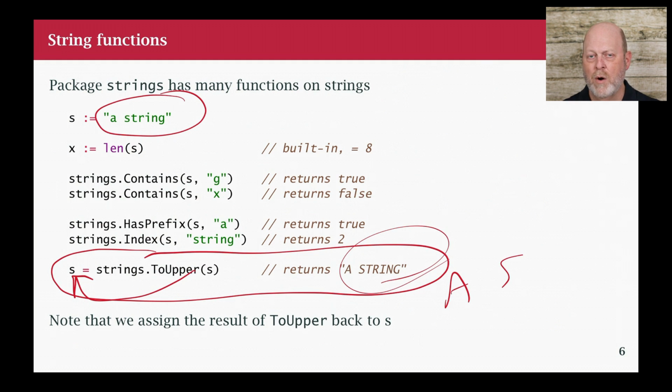Now, Go is a garbage collected language. If nobody else is using the old string, it will eventually get reclaimed. The garbage collector will pick it up and throw it away. But we're not modifying the original string in place because, again, we can't do that. Strings are immutable.